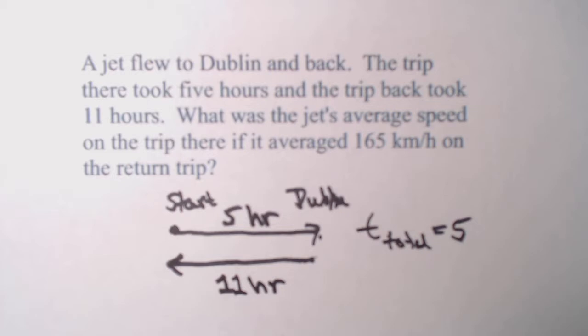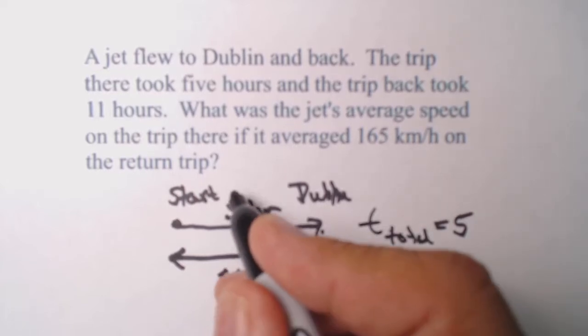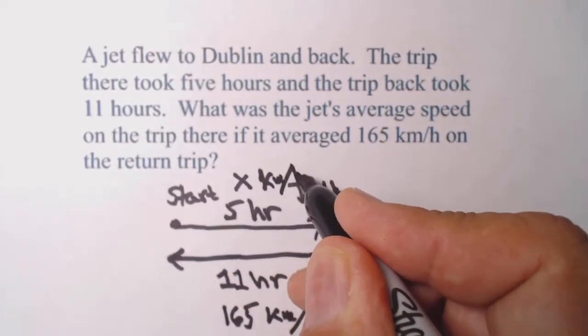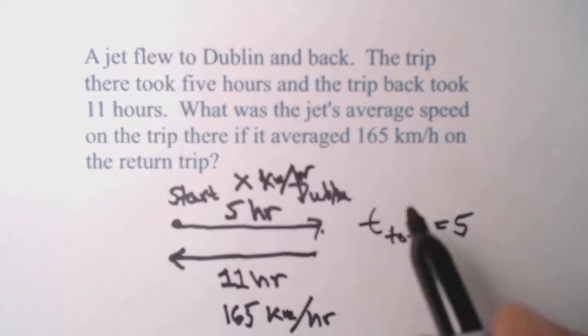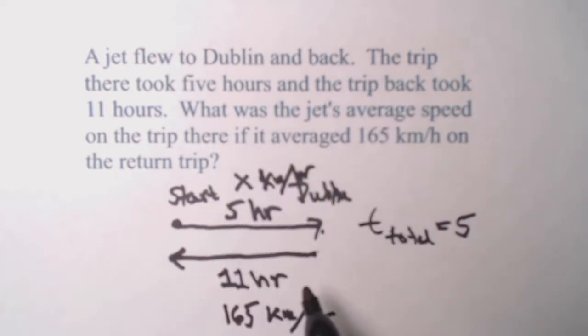Now, what was the jet's average speed on the trip there if it averaged 165 kilometers per hour on the return trip? Well, we're going 165 kilometers per hour on the return trip, and we want to know what the speed is on the trip going over. So this is the one that we ultimately want to get. But remember, the trip there took 5 hours and the trip back took 11 hours. The one thing we don't know is what these distances are.